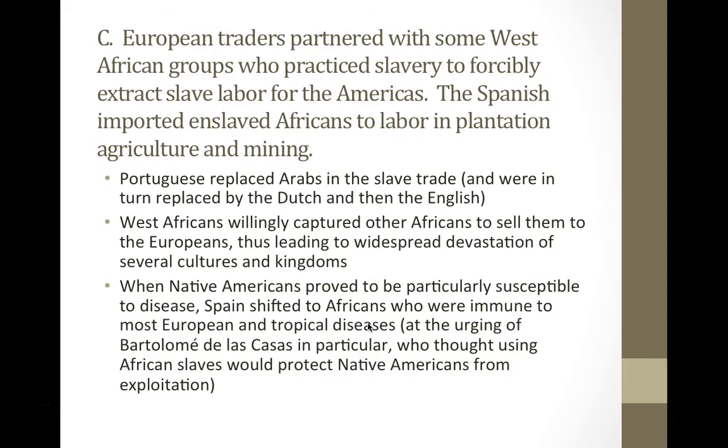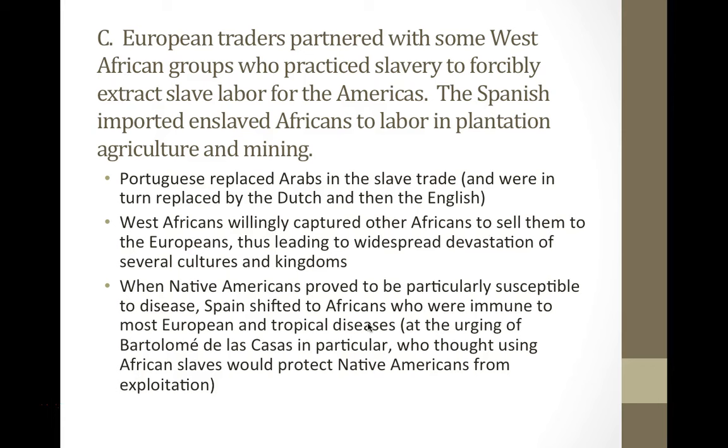We're also going to get the West African groups that are going to practice slavery to help the Europeans extract slave labor from the Americans. The Spanish are going to use slaves both in plantations, just like the English will, but also a lot in mining. The Portuguese are going to replace the Arabs in the slave trade, who are then going to be replaced by the Dutch and finally the English. Some West Africans are obviously going to capture Africans to sell them to the Europeans. We're going to see widespread devastation of cultures and kingdoms in Africa. Some of the devastation that we see is still evident in Africa today due to the slave trade.